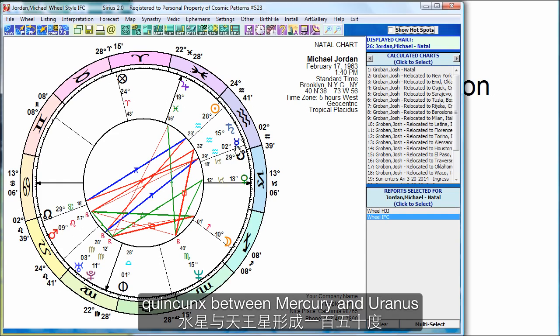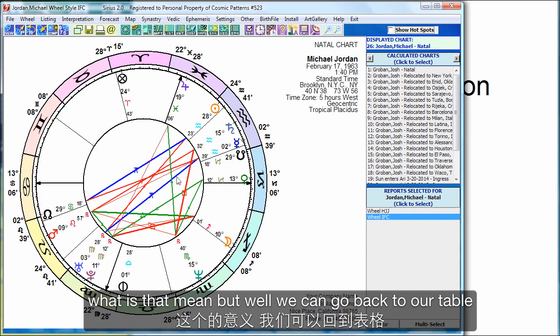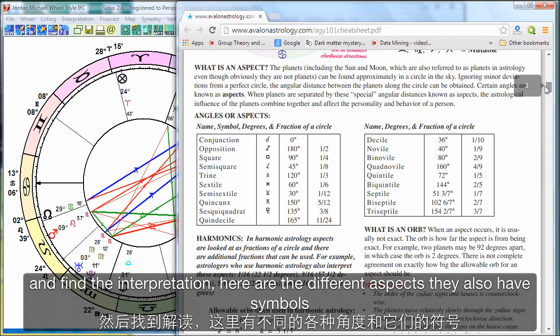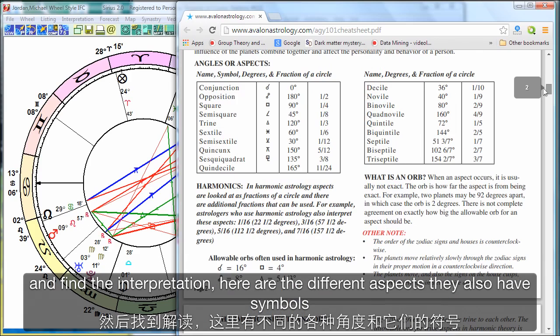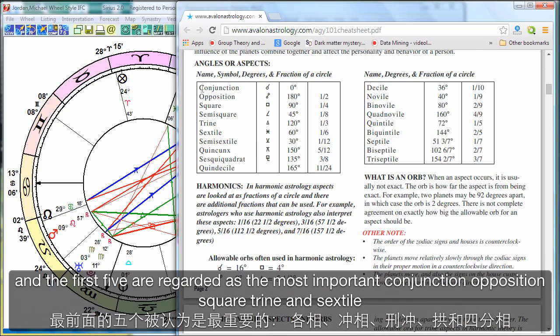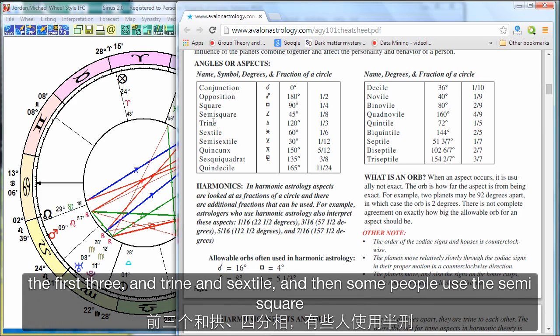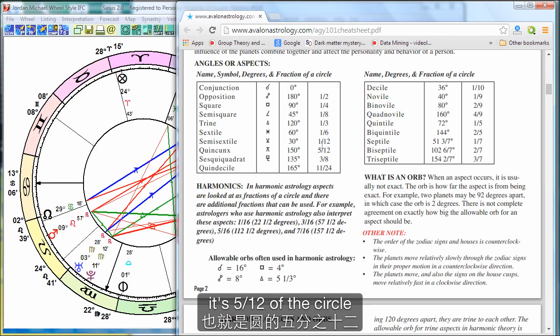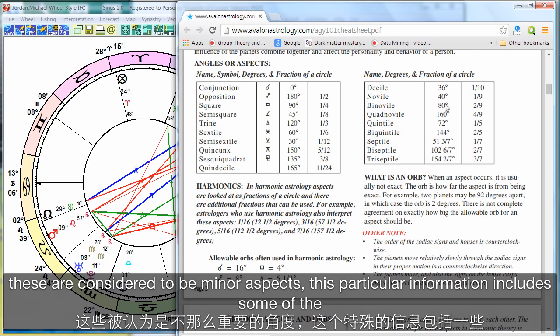Quincunx between Mercury, that's a symbol for Mercury, and Uranus. And what does that mean? Well, we can go back to our table, find where the aspects are listed, and find their interpretation. Here are the different aspects. They also have symbols. And the first 5 are regarded as the most important: conjunction, opposition, square, trine, sextile. The first 3, and then the trine, sextile. And then some people use the semi-square, the semi-sextile. There's that quincunx. It has a little glyph. It's 150 degrees. It's 5/12ths of the circle. And some others. These are considered to be minor aspects.